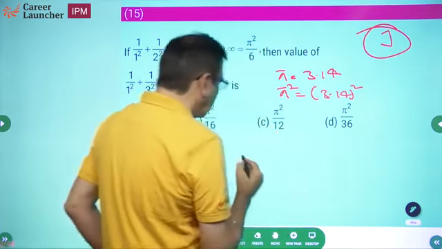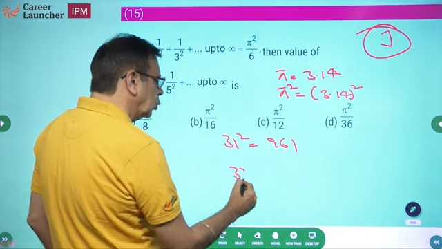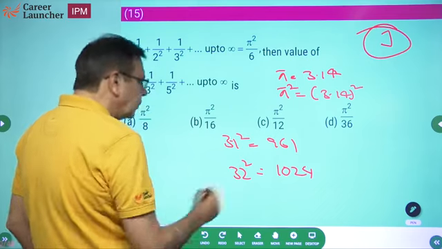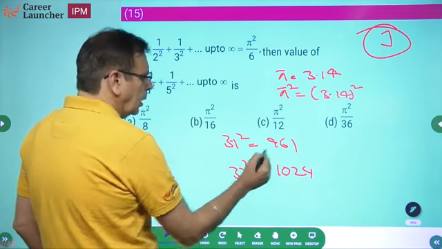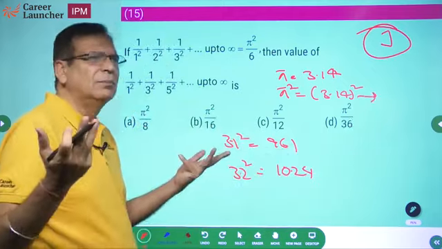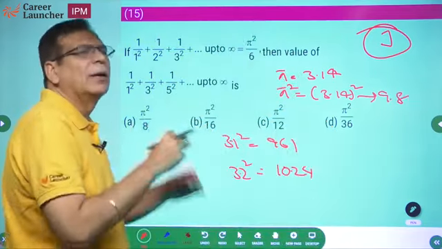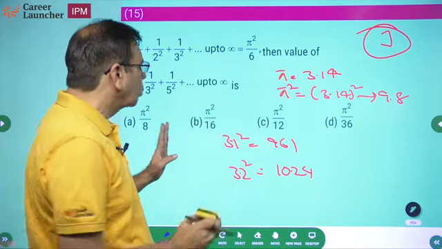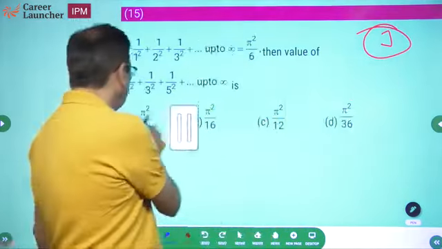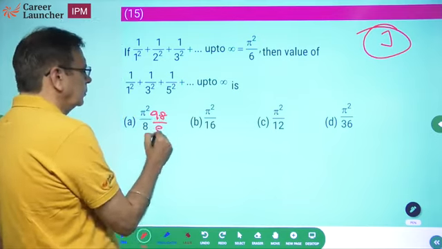Can I say, okay, what is 31 square? 31 square is equal to 961. 32 square is equal to 1024. 3.1 square will be 9.61 and 3.2 square will be 10.24. So how much will this be? Approximate. Tension mat lo. Approximately 9.8 ले लेते हैं. 9.9 ले लो, 10 ले लो, it does not matter, just take an approximate value. So all I am saying is, for me approximately pi square is 9.8, 9.9 something. Okay? So what is this choice then?